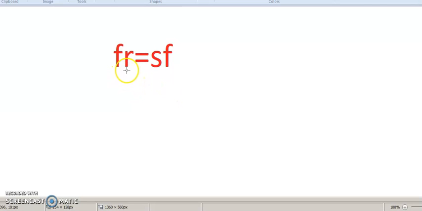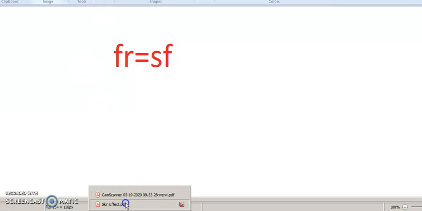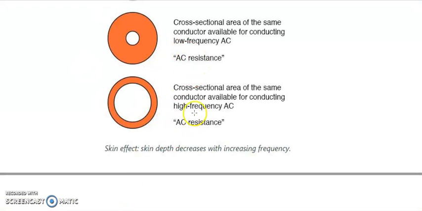This is the concept I required to explain this. When rotor frequency decreases, the effective area of cross section will increase. Let us say this is the example for 50 Hertz. What happened there at starting? Initially you can see the area of cross section is very less and the skin depth is also less. But here what happens?